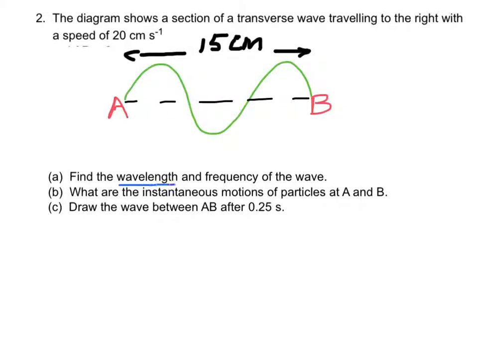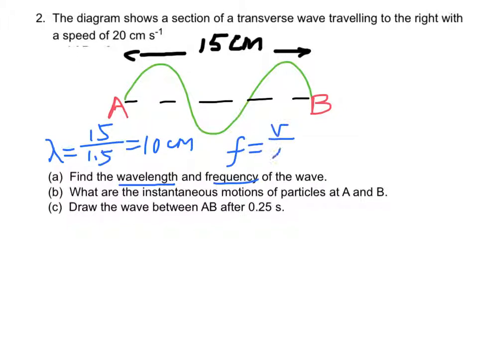The wavelength of the wave lambda equal to 15/1.5 because along AB there are altogether 1.5 complete waves. Therefore, lambda equal to 10 cm, and the frequency of the wave f equal to v over lambda equal to 20/10, which is 2 Hz.